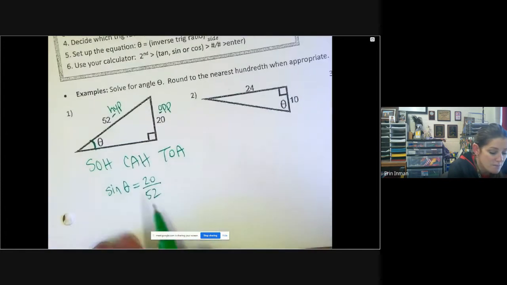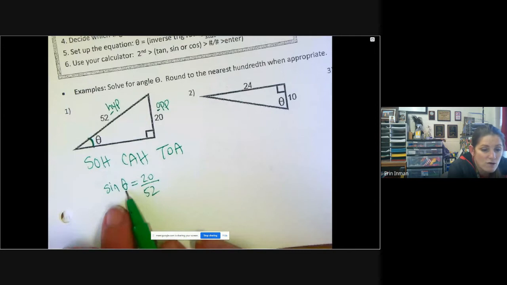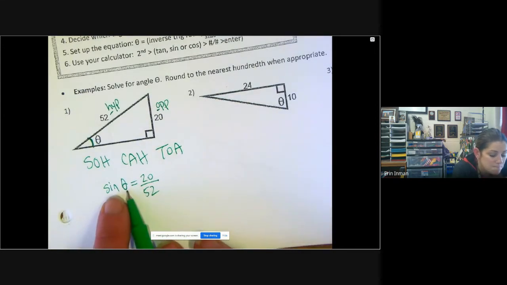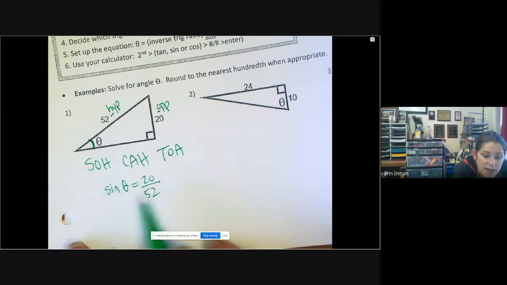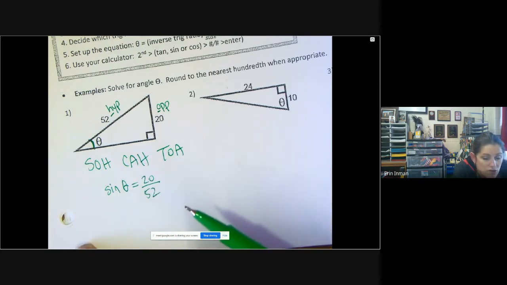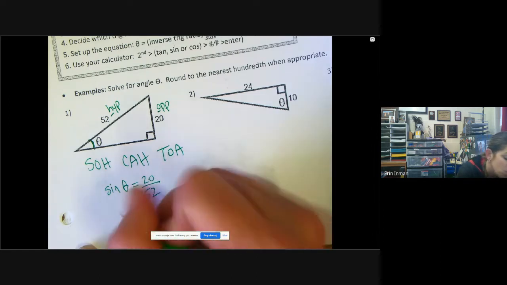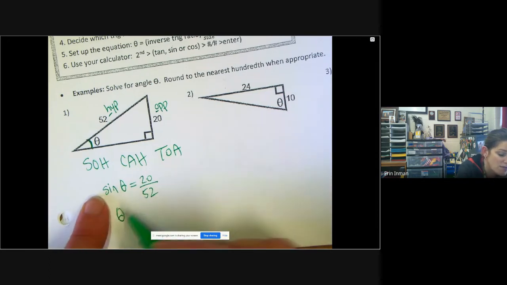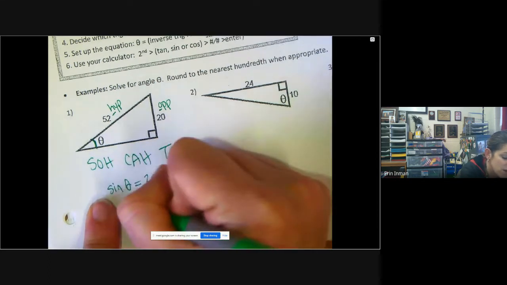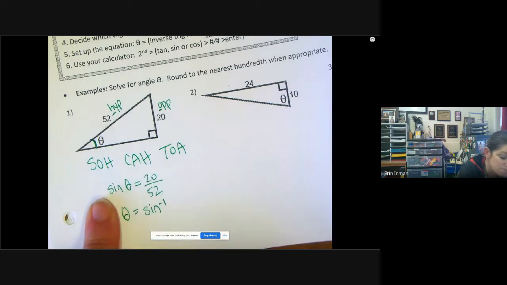Notice I could use X right here or a question mark, but a lot of times they'll use theta for angles. So when we are looking at this one, in my calculator, if I just put 20 divided by 52, I'm going to get some decimal. Our angle is not going to be some number less than 1. So what I need to do is undo the sine of the angle so I can get the angle by itself. And to undo that, I take the inverse.